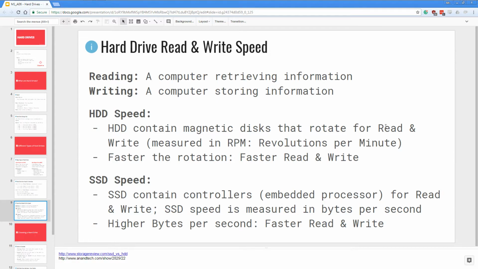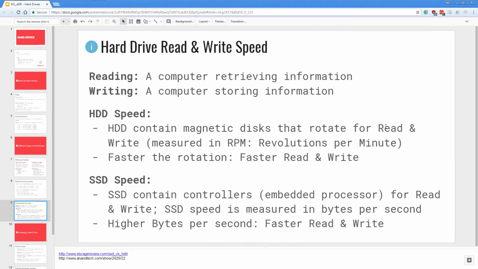Solid states, however, have no moving parts, so speed is measured in bytes per second. How many bytes per second can we write to or read from a solid state? So the higher the bytes per second we have, the faster we can read and write from a solid state drive.